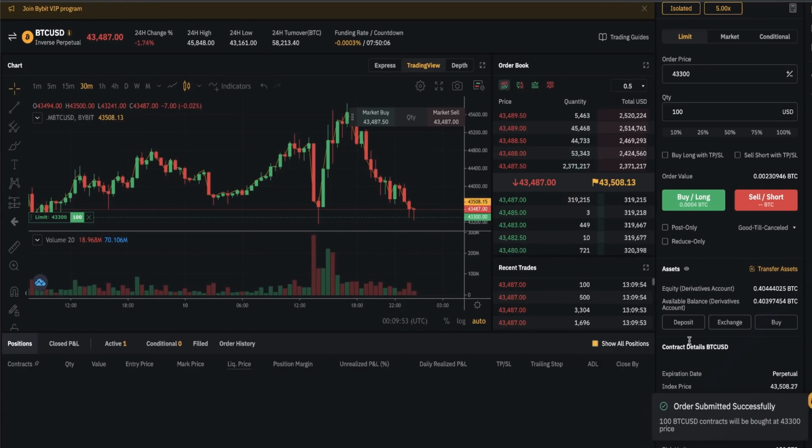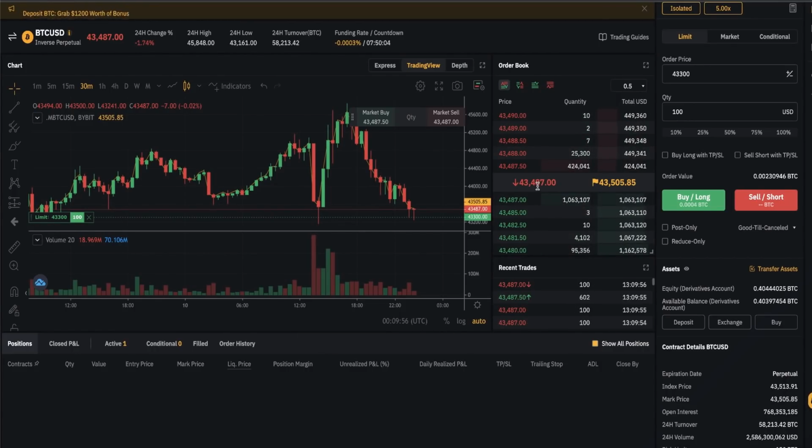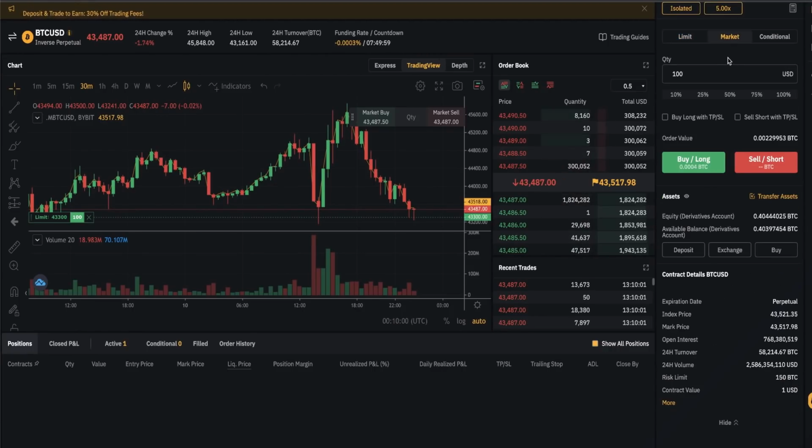The order has been submitted successfully, although not filled yet because the price has not come down to $43,300 yet. We could also have a look at a market order here, just to get an order up here and see what it looks like.